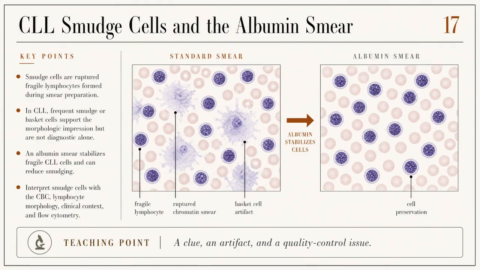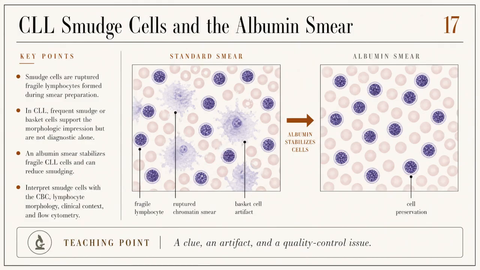It is crucial to emphasize that smudge cells themselves are not malignant cells, but rather disrupted remnants of the leukemic lymphocytes, reflecting the inherent fragility of these neoplastic cells. From a histotechnologist's perspective, the formation of smudge cells presents a diagnostic challenge. Excessive smudging can obscure the morphology of intact lymphocytes, making it difficult to evaluate key features such as nucleochromatin pattern, nucleoli, and cytoplasmic characteristics that are vital for differentiating CLL from other lymphoproliferative disorders.